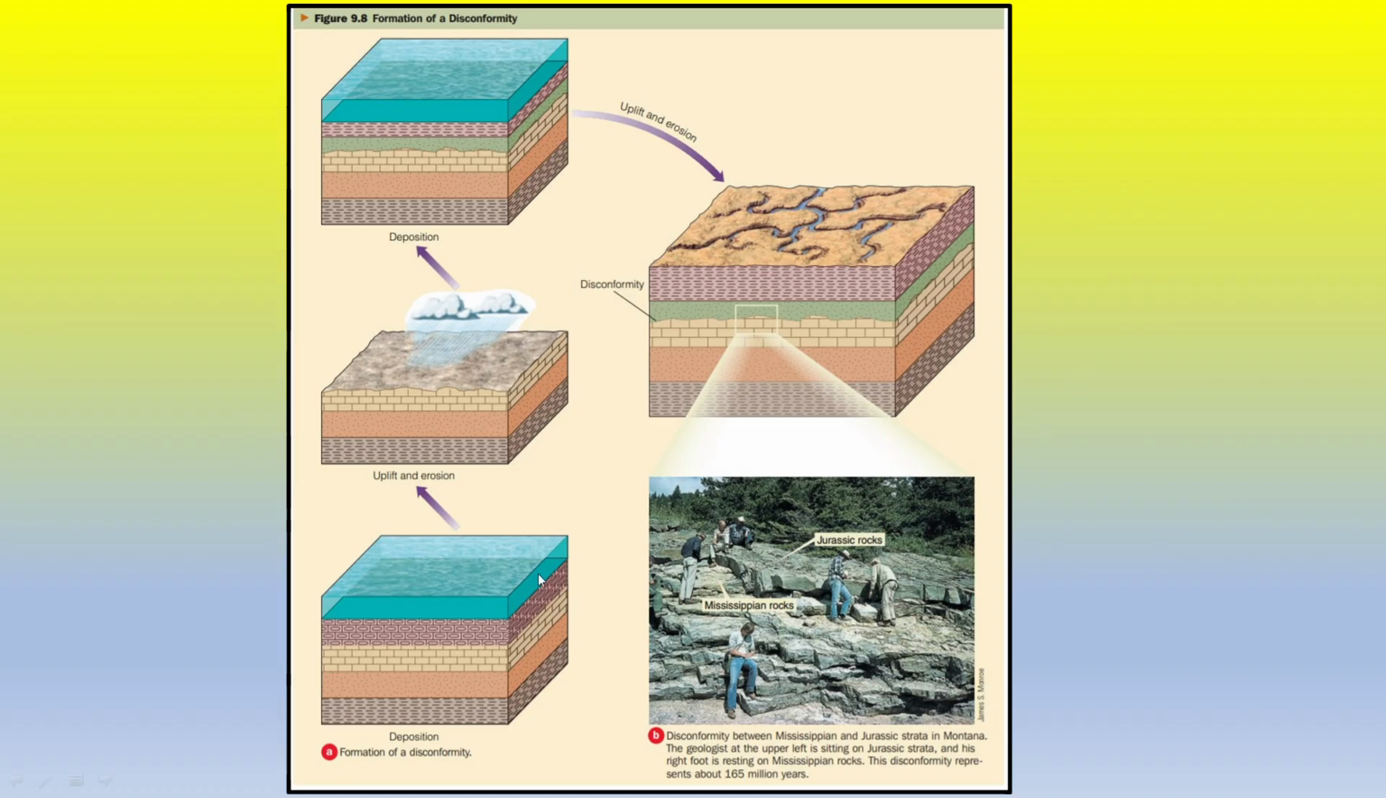Okay, here is the picture. At first what happened, sediment deposited under the water. This is the deposition layer. Next, due to some tectonic upliftment, it's above the water and becomes eroded. And third, again it deposited under water. So this is the disconformity and this is the disconformity surface. It is an undulating surface. And its example, Mississippi and Jurassic strata of Montana. This is the undulating disconformity surface.